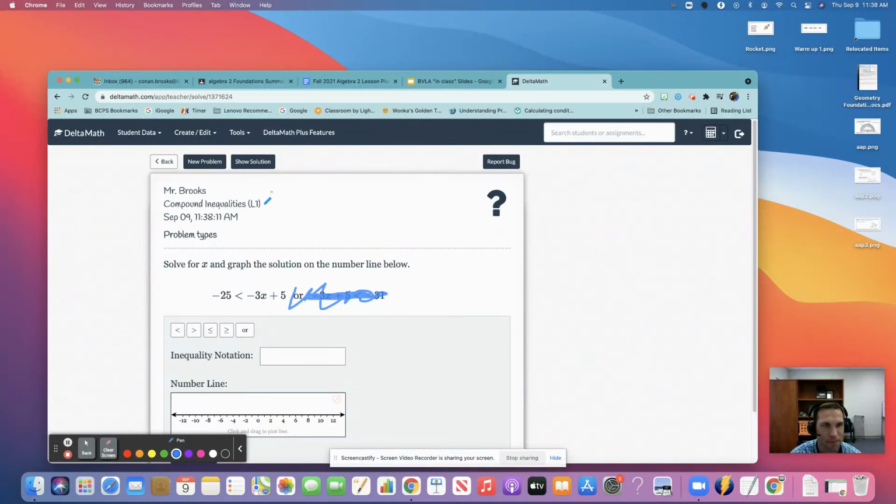All right, sorry about that. All right, so there is our river, -5, -5, -30, and -3x, divide by -3, divide by -3. What are we going to do? We're going to flip the sign. So x, flip the sign, and that's +10. So x is less than 10. Okay.